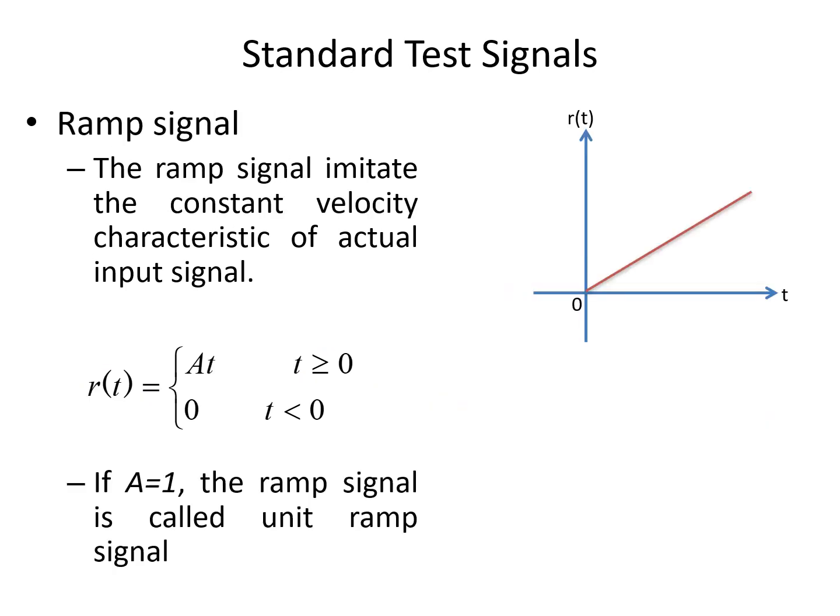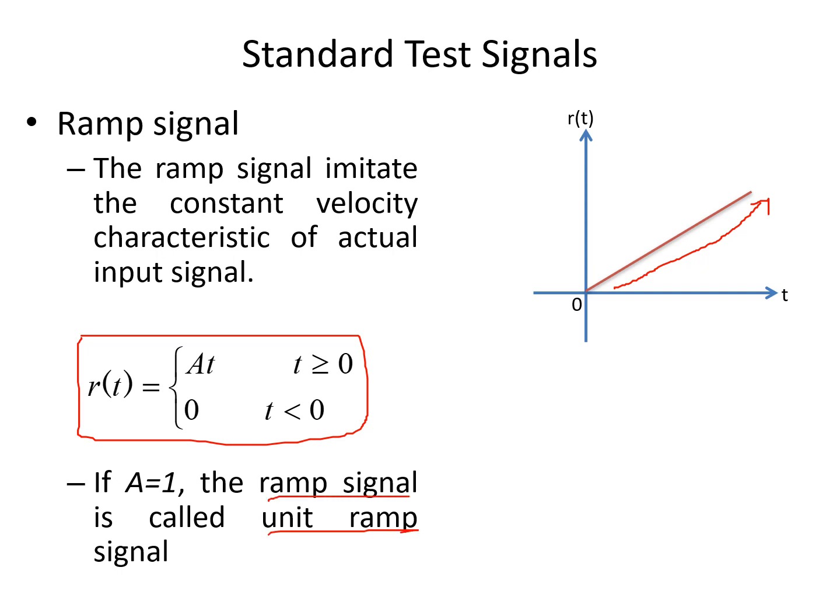And the next standard signal is the ramp signal. A ramp signal will take a shape like this. It's a linear signal, with some particular amplitude, and it is also called a constant velocity signal. This ramp signal is usually represented as r of t equal to a t for t greater than or equal to 0, and it is 0 for t less than 0. And if a is equal to 1, the ramp signal is usually called the unit ramp signal.